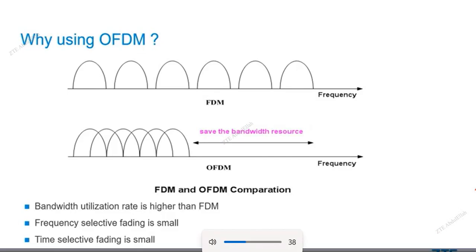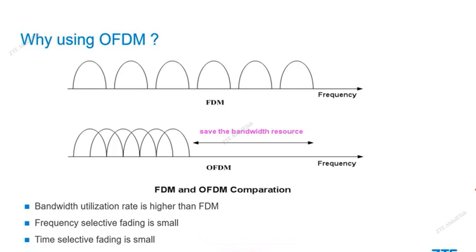First, we need to know why using OFDMA in LTE network. And here we can see why using OFDM. Actually, OFDM and OFDMA, they are different. So what's the relation between OFDM and OFDMA? We can think OFDMA equal to OFDM plus TDMA. Okay, so actually in LTE we are using two technologies, OFDM technology plus TDMA technology.